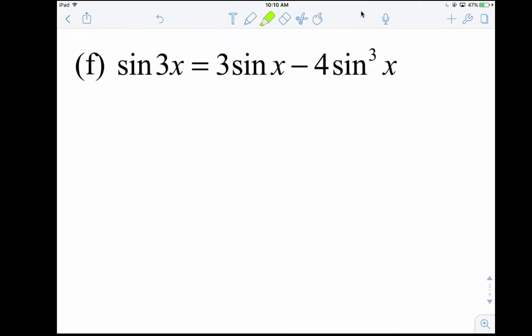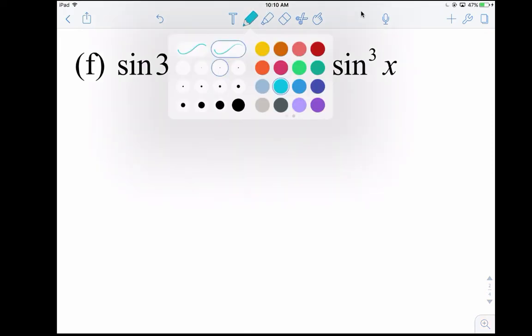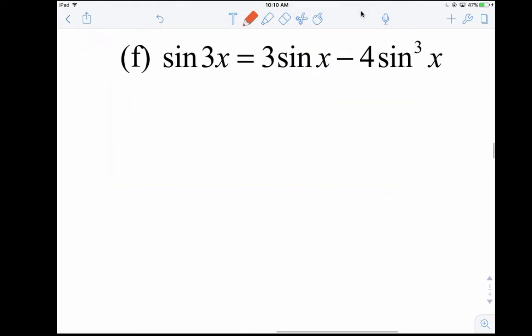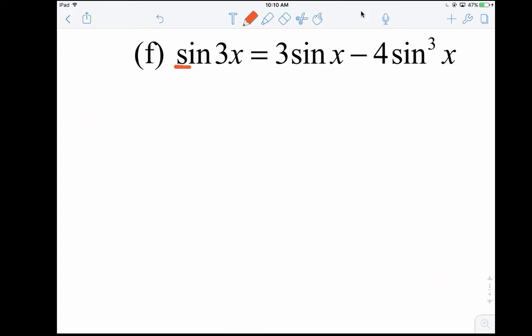All right, the last one there, I think that's the last proof. Yeah, last proof. I think we've done one very similar to this in class, so you guys can definitely look back on your notes for that. I'm going to use the left side here.